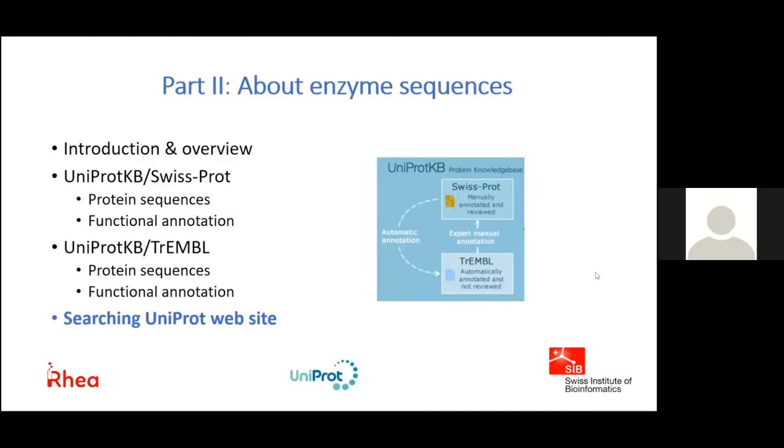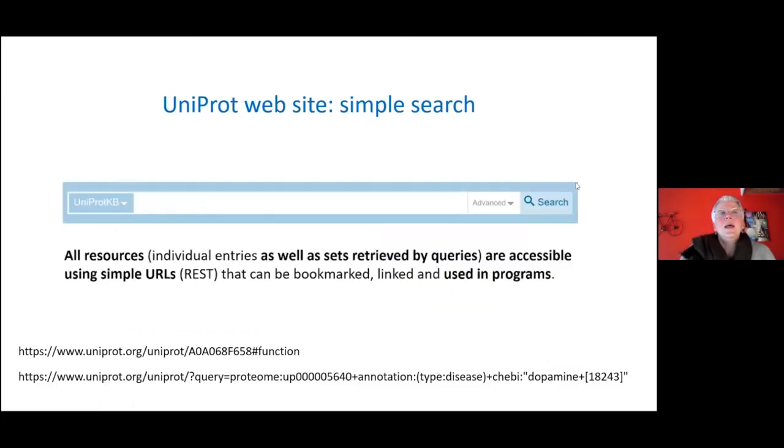So thanks to all this information stored in UniProt, Swiss-Prot, and TrEMBL, you can do quite complex queries by using just the UniProt website. For example, you can use the simple search, and all resources, meaning individual entries as well as sets of entries retrieved by a query, will be accessible using a simple URL that can be bookmarked, linked, and used in programs. Here, for example, you have a URL with a link to a specific TrEMBL entry.